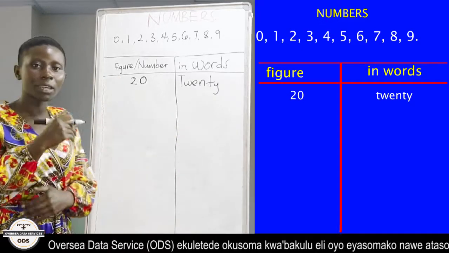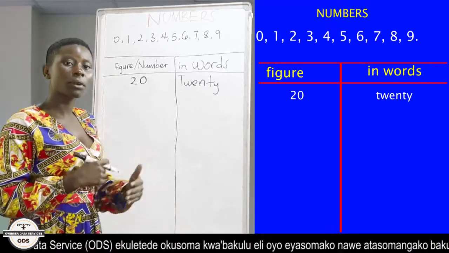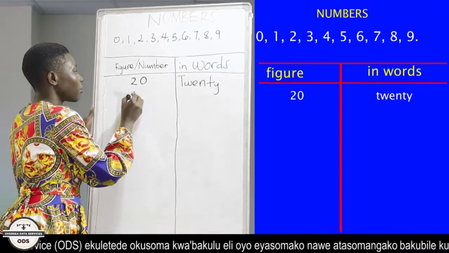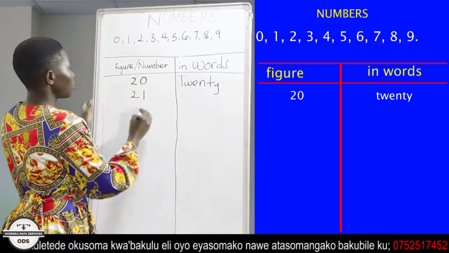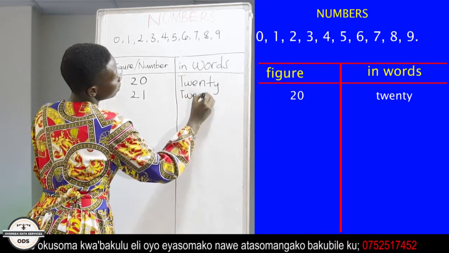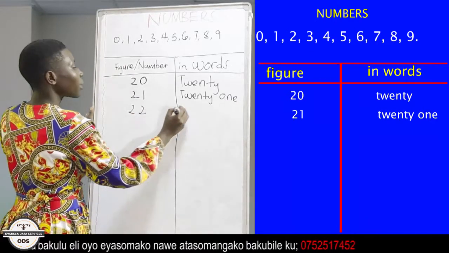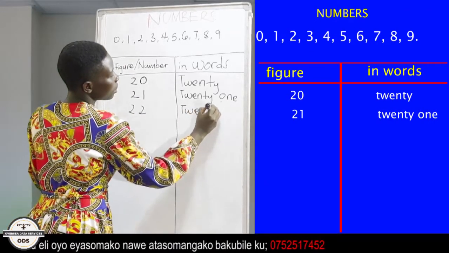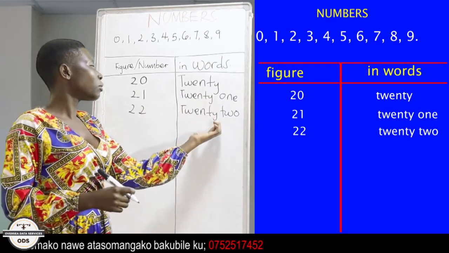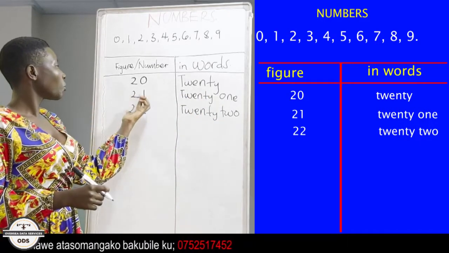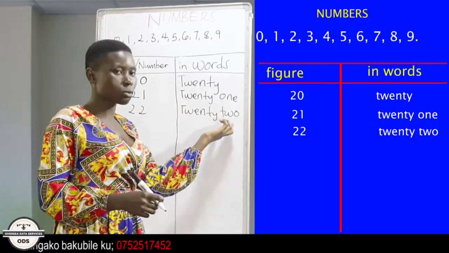As I told you, you keep on adding like that. Just watch. Ngawe tulaba wano, 2 and 1, that is 21. Okay, we have 20, 21, 22. You write the same word, then you keep on adding: 20, 1, 21, 22, like that.